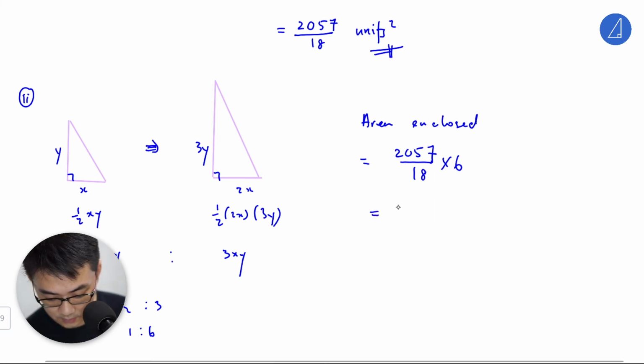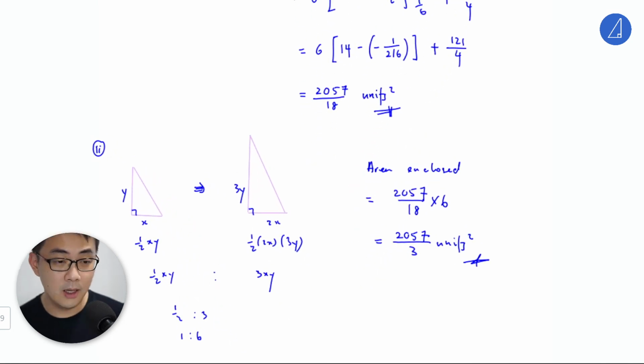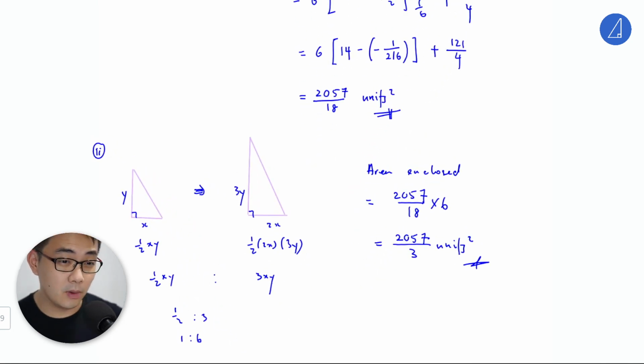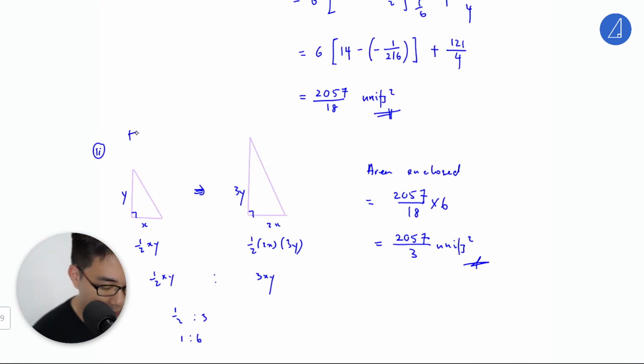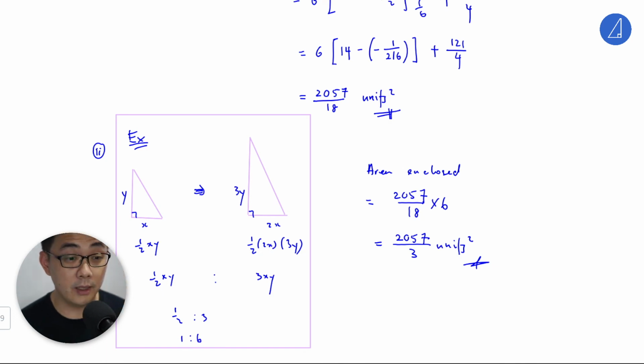2057 over 3, and this will be units. Okay, so that's how you do this part quickly. Of course, you can use other methods to find it, but this is just an example. If you want to use the longer way, it is also possible.